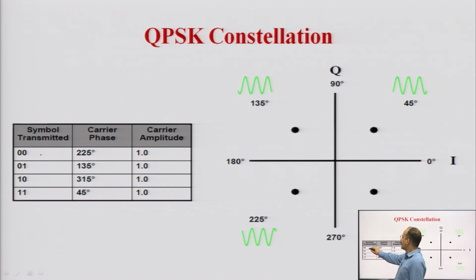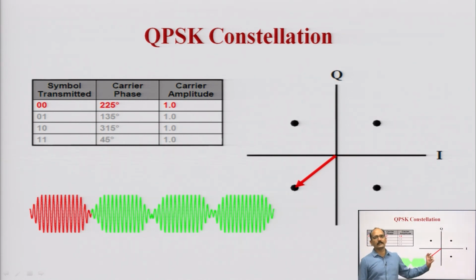For the symbol transmitted 00, you have a carrier phase of 225 and carrier amplitude of 1. For 01 it is 135, amplitude 1; for 10 it is 315, amplitude 1; and for 11 it is 45. You can see here this is the representation of all. When you are going to transfer, you can easily understand by this program. You can see that here the amplitude is changing as well as the phase value is also changing for the system. When it is represented, you can easily understand these parts by this representation.